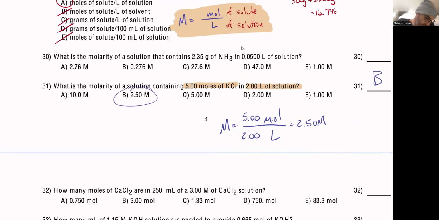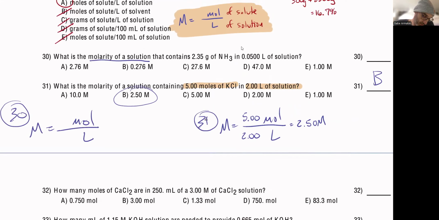Now, the reason that I did 30, so this was 31, let's do 30 together. So again, it's asking for the molarity of the solution. Molarity is equal to moles of solute over liters of solution. Am I given either of those? I'm given a mass and I'm given liters of solution. So right away, I'm seeing, oh, okay, I do have 0.0500 liters. Now I just need moles. Well, you're not always given moles directly, but we can solve for it.